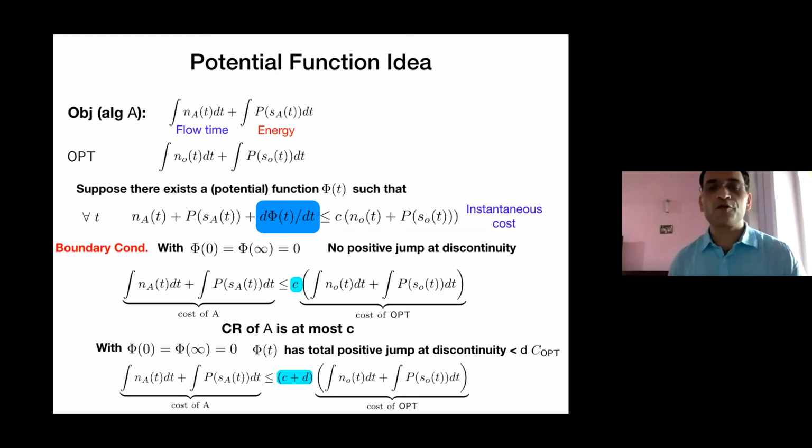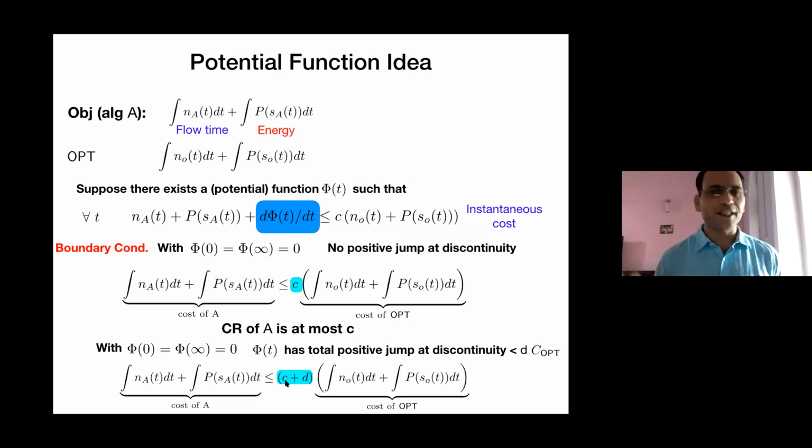If, for example, you can't enforce that, there are positive jumps, there is a remedy. Supposing the total amount of jump the function phi of t has is somehow related to the cost of the OPT, so it is some D times the cost of the OPT, then you can again bring the competitive ratio inside and say that it is at most C plus D. So all is not lost even if it has a positive jump discontinuity. And for all our systems, we'll actually have to incur such a jump discontinuity. We just have to show that it is a constant.